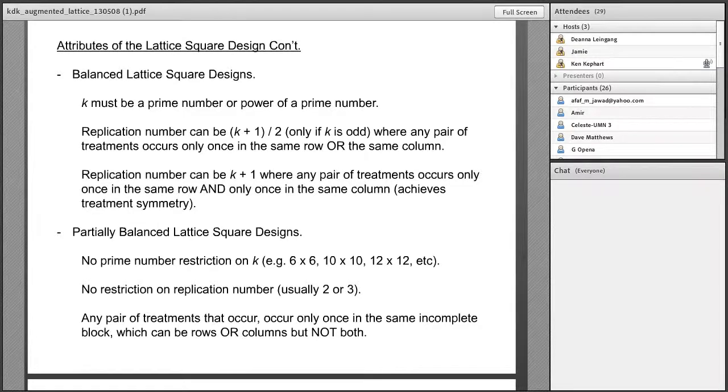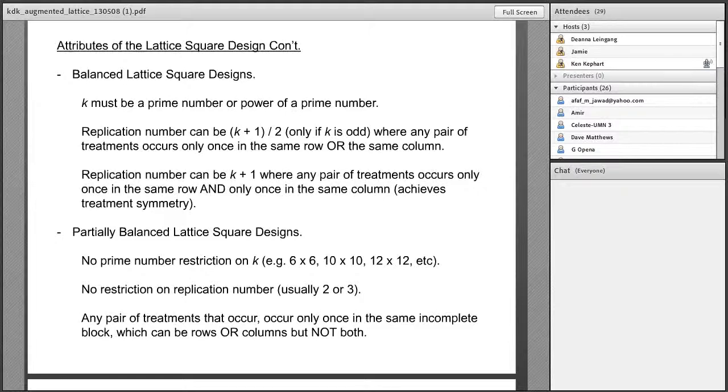Depending on how that restriction is imposed, and of course the number of replications as well, you can have either what's called a balanced lattice square design or a partially balanced lattice square design. Now, in the definition of a balanced lattice square, the value K, remember this is what this number represents, the number of rows and the number of columns within each of the replicates, must be a prime number or the power of a prime number.